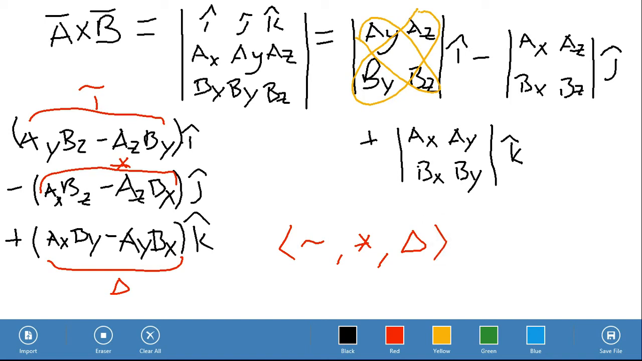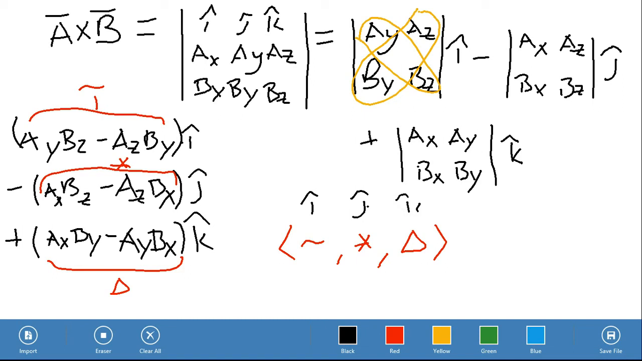And you could write it in this form as well, and this is just a vector where this tilde is the i hat component. The i hat component is the first part. So this is the i hat, this is the j hat, and this is the k hat. And so this is the vector that is output by the cross product.